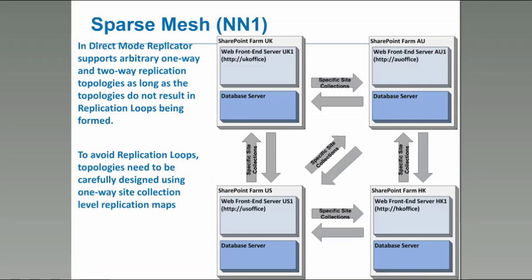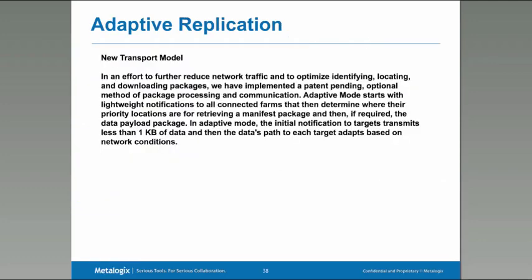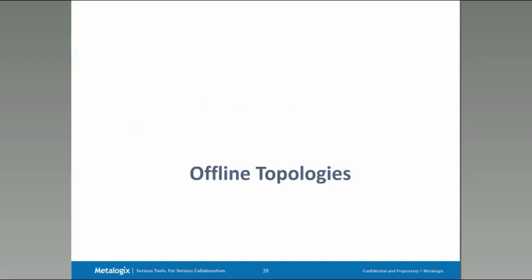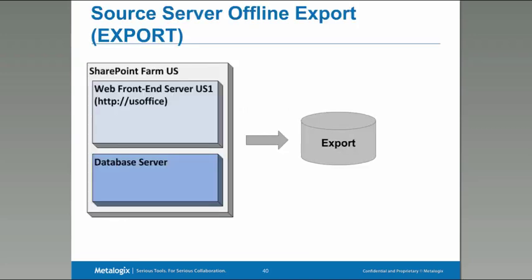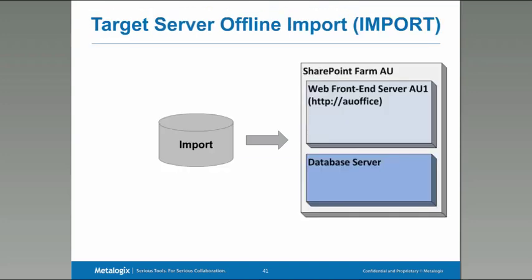Sparse mesh we talked about. In direct mode, you can do kind of a mesh, but you can never have a replication loop in direct. So there has to be a stop. There has to be an end point to the replication, or it'll keep on replicating forever. Okay, adaptive mode we've also talked about. The adaptive mode allows you to do a full mesh, so everybody can talk to everybody else. And then, of course, we talked about offline, where these servers don't even have a connection between the two.